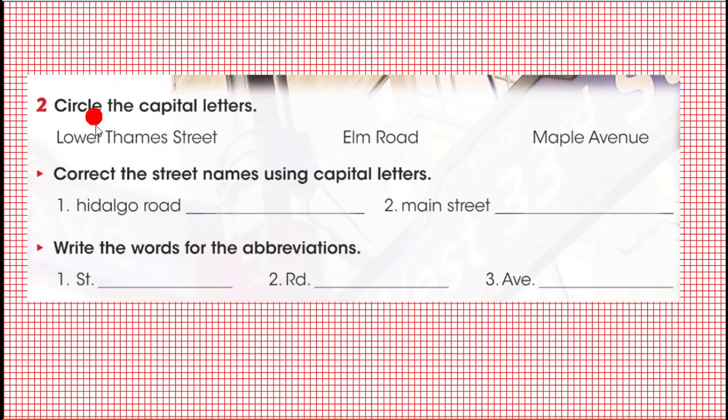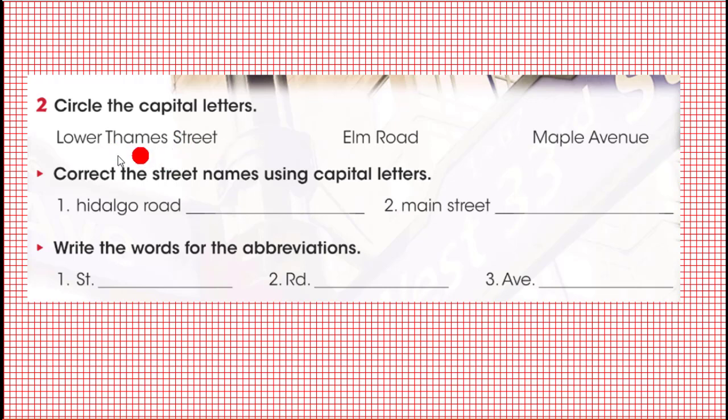In activity number 2, we have circle the capital letters. Okay, so first of all, you need to know what capital letter means. What is capital letters? Capital letter significa letras mayúsculas. Okay, eso significa capital letters. For example, pay attention here. We have 3 directions here, 3 streets, right? So each one has capital letters in its names.